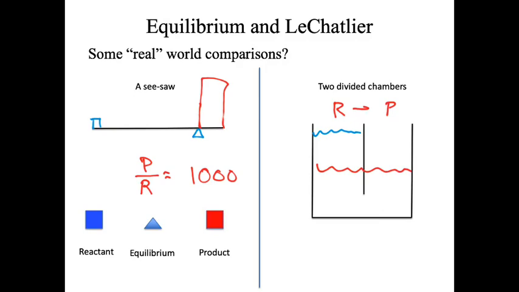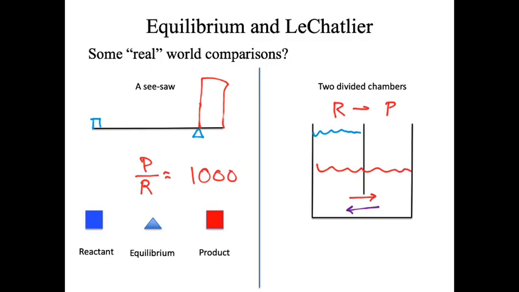Okay. Remember, it's a liquid. What happens to the liquid? Does it only stay on the left-hand side of the chamber? No. No, it moves back and forth. The rate going forwards equals the rate going backwards. That's what drives our equilibrium.